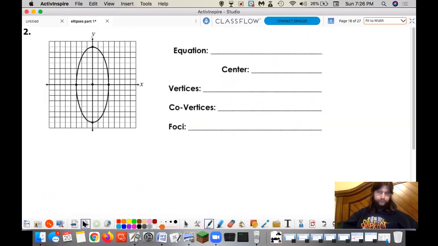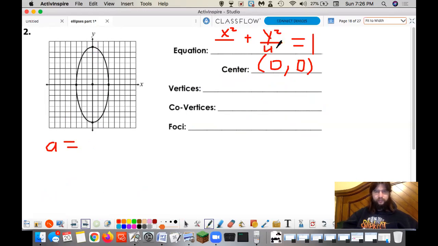Let's try another one. So again, the center is 0, 0. So we can start with, we know it's going to be x squared, y squared. That's going to be 1. Let's figure out A. And I can tell just by looking at it that it's going to be vertical here. 1, 2, 3, 4, 5, 6, 7. B is going to be 3. There's our equation, done already.